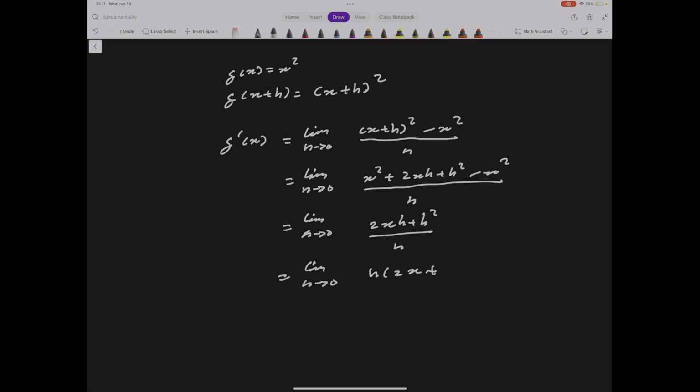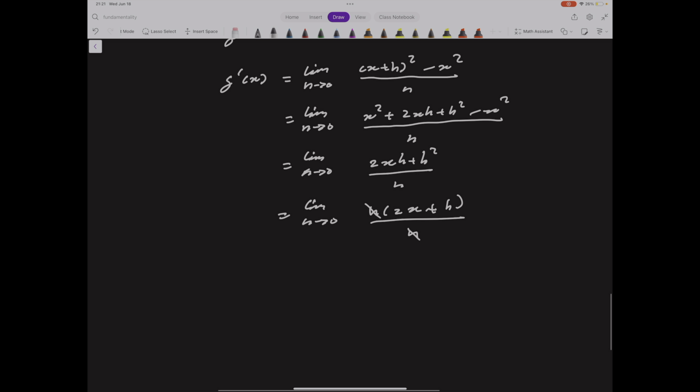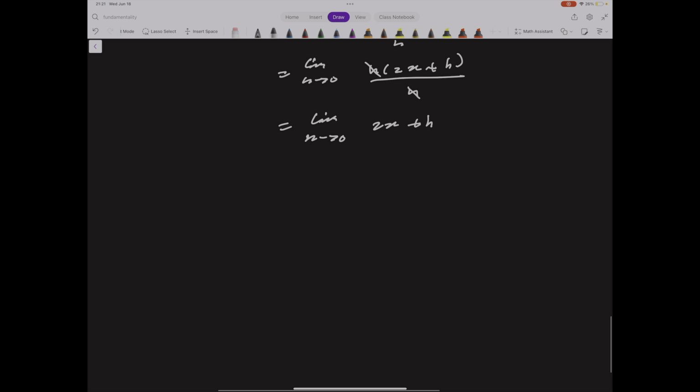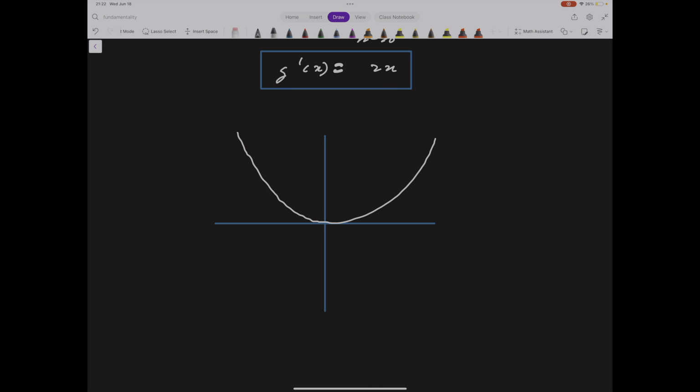Two x plus h over h, so they cancel, equals the limit as h goes to 0 of 2x plus h. Okay, but now that h goes to 0 and we're left with 2x. f prime of x equals 2x. Right, so that's great. That's our first ever derivative.